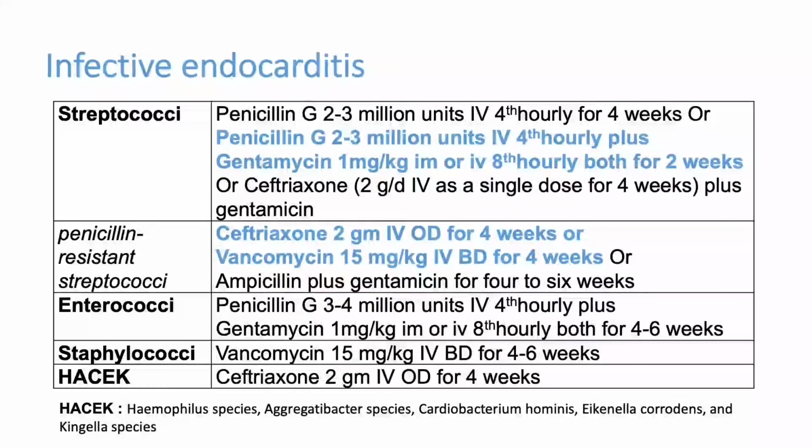If we are suspecting HACEK organisms, ceftriaxone 2 gram IV OD is enough. But many physicians, as empirical therapy, start ceftriaxone, gentamicin plus vancomycin. These are the combinations they use. But if we are suspecting only a community acquired infection, ceftriaxone with gentamicin will be enough. If we are only suspecting a staphylococcal infection, like intravenous drug abuse and all, we have to use vancomycin.